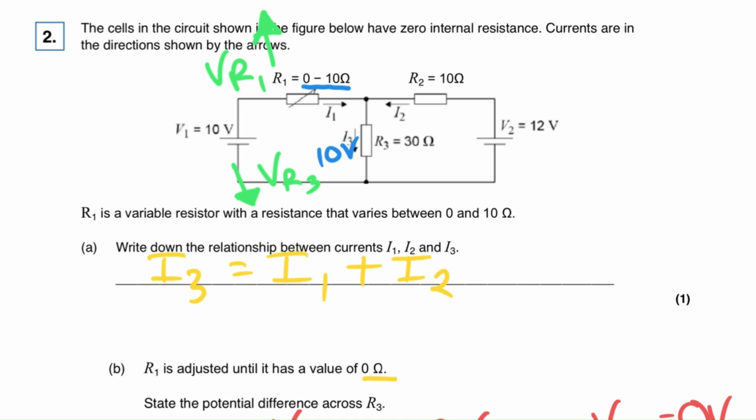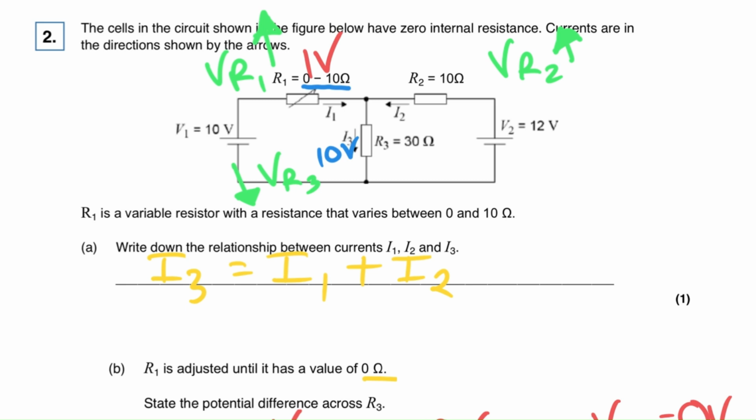Now, if you look onto the right, onto the second loop, that will mean VR2 will go up if VR3 has gone down because there's more voltage left out of the 12 volts to be dropped at R2.